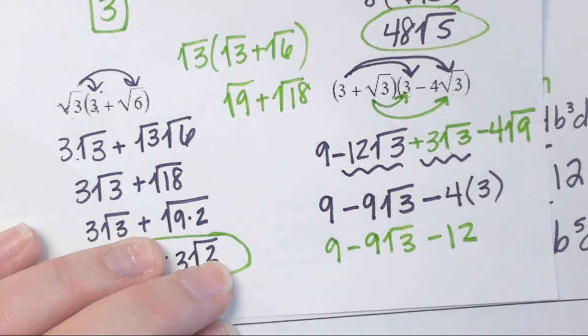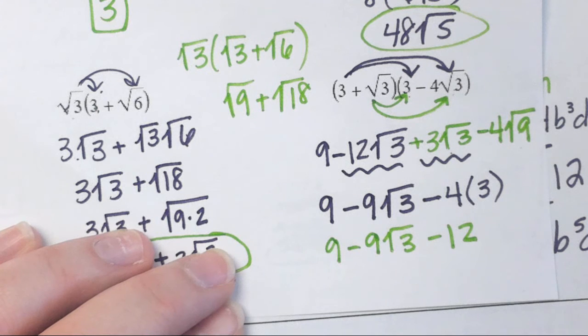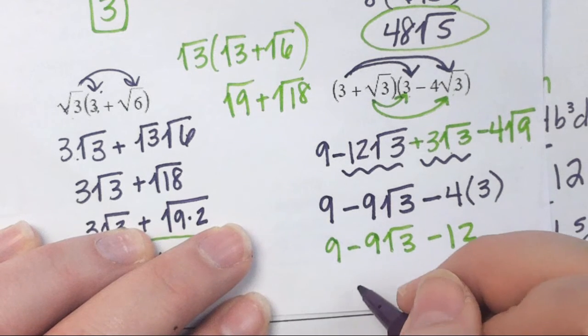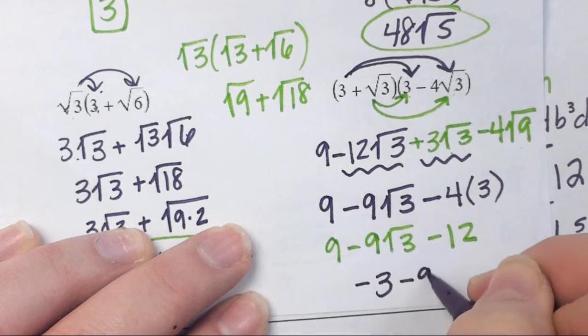And there's still one more step left. Which two can go together? The 9 and the negative 12. And what do you get when you put them together? Negative 3. So my final answer is negative 3 minus 9 square roots of 3.